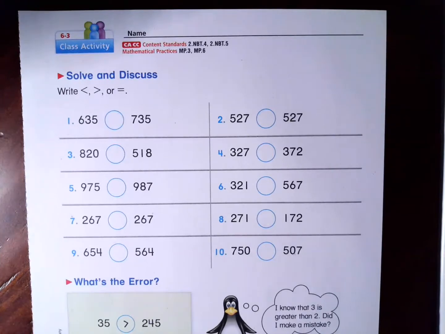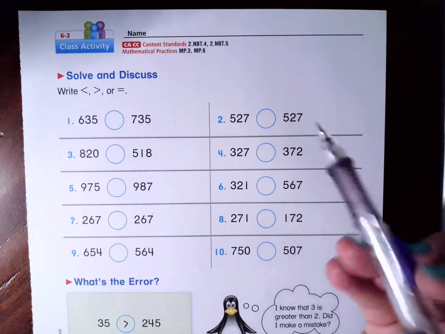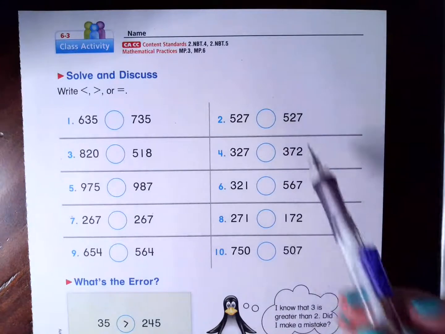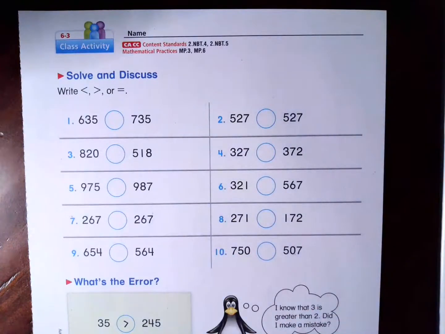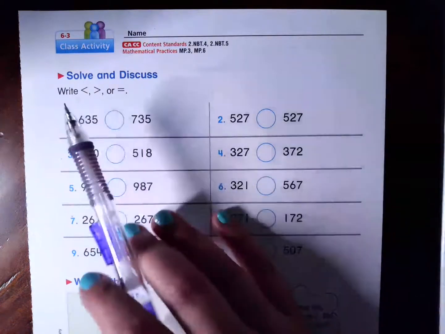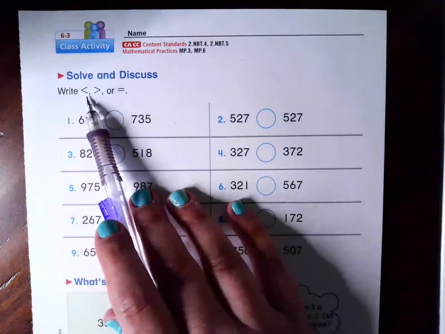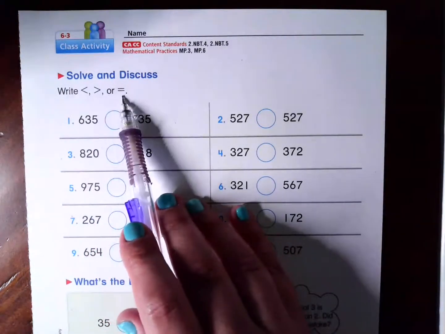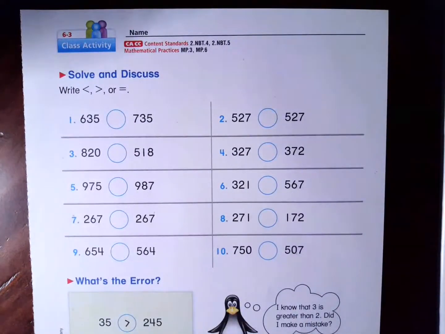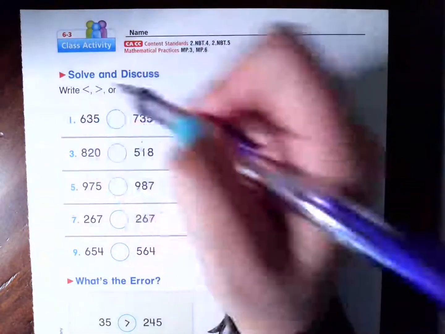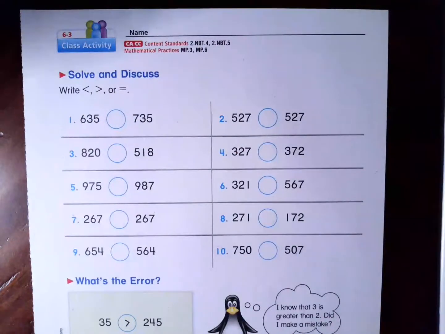So what we're going to do is compare three-digit numbers on page 267. We're going to use the symbols less than, greater than, or equal to compare those numbers. Now remember that you can think of it like an alligator: the open spot of the symbol is going to go towards the bigger number. It wants to eat that bigger, more delicious number.